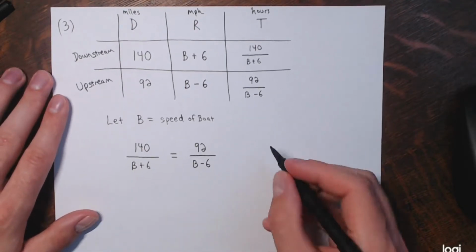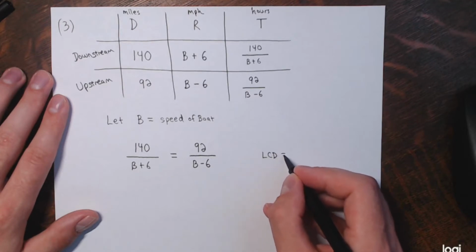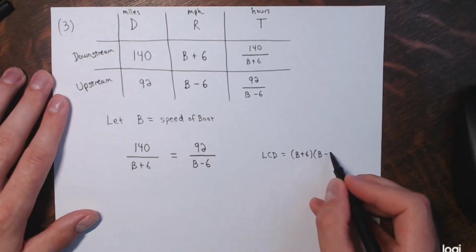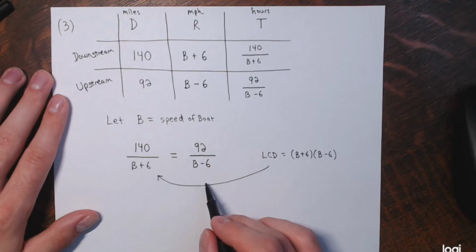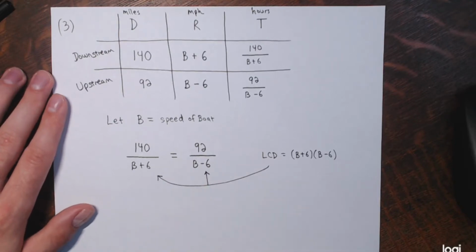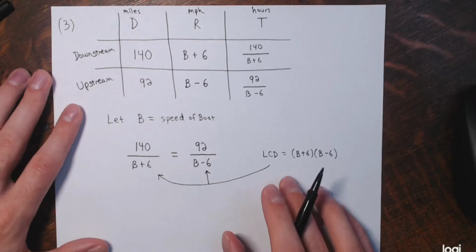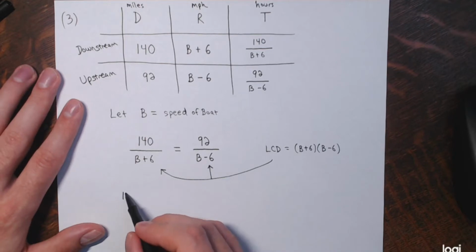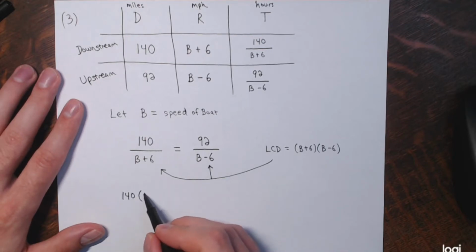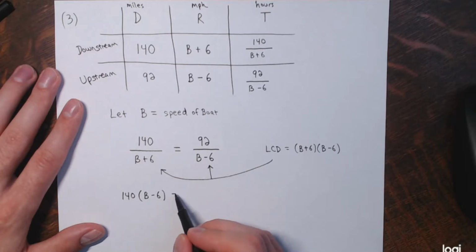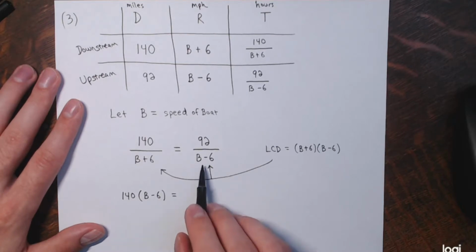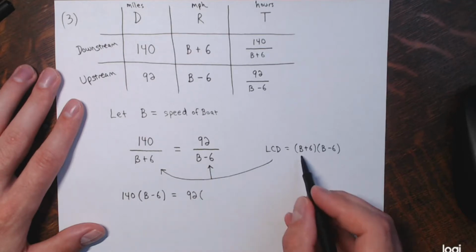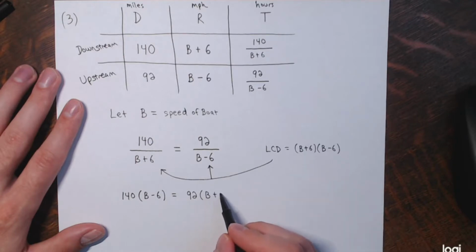All right, so once again we find the LCD. Now the LCD is again obvious here. It's just B plus 6 times B minus 6. And I multiply both the left side and right side fractions by the LCD, and they'll cancel all these denominators. Left side, B plus 6 would cancel. I'd be left with 140 times the quantity B minus 6. On the right side, the B minus 6's would cancel, and I'd be left with 92 times, and then the only factor left over from the LCD is the quantity B plus 6.